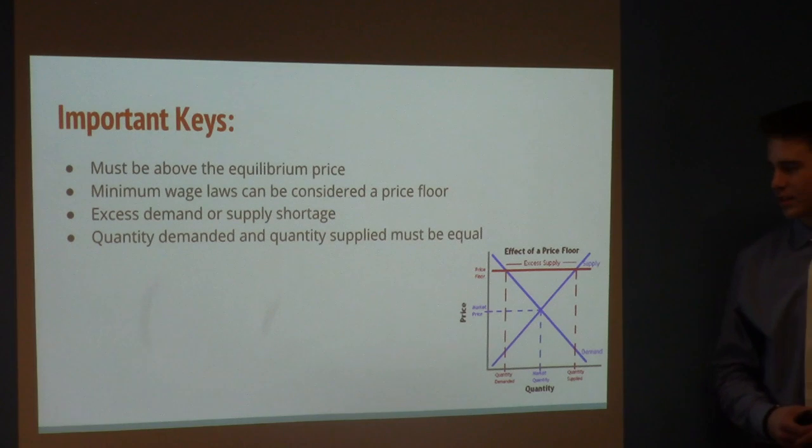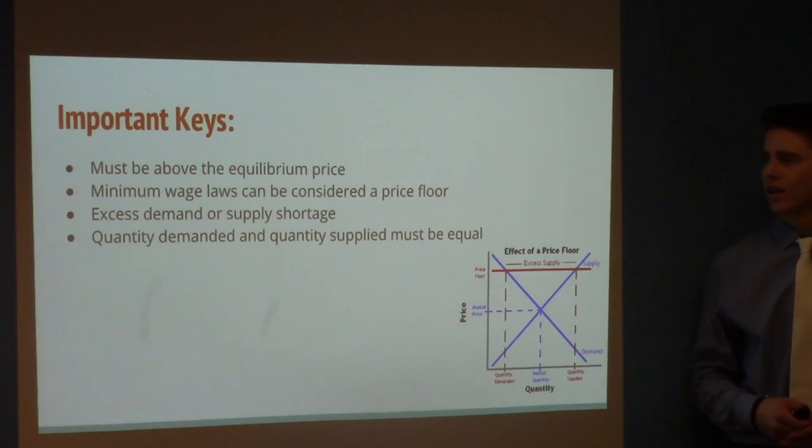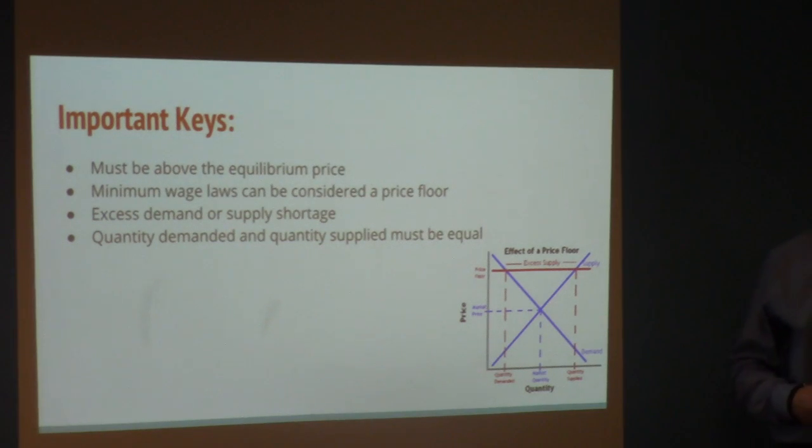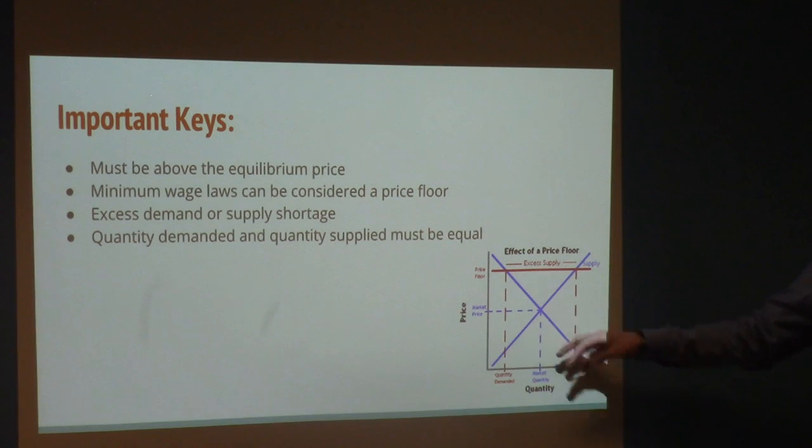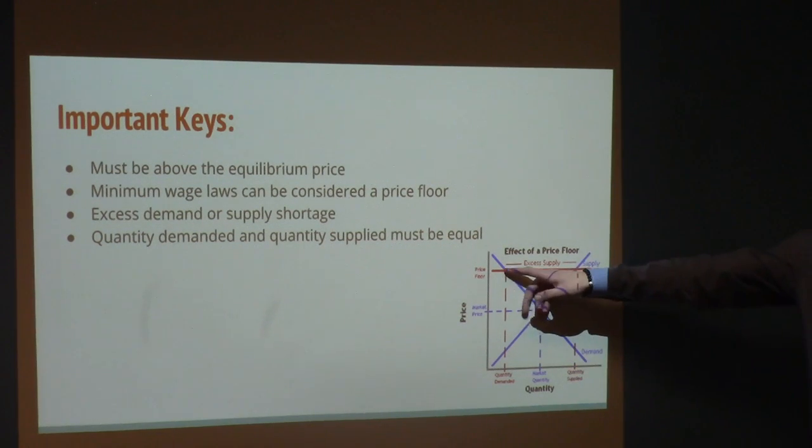So some important keys. For a price floor to be effective, it must be above the equilibrium price. And like I said before, minimum wage laws are a perfect example of a price floor. With price floors, there's always excess demand or a supply shortage, and that's when price floors are implemented. So as you can see by the graph, this red line is a perfect example of a price floor because there's excess supply and a demand shortage.